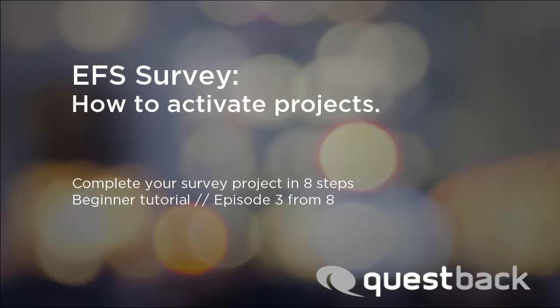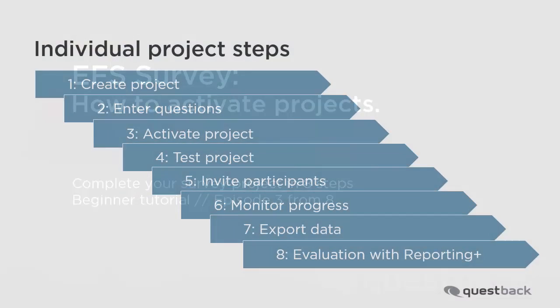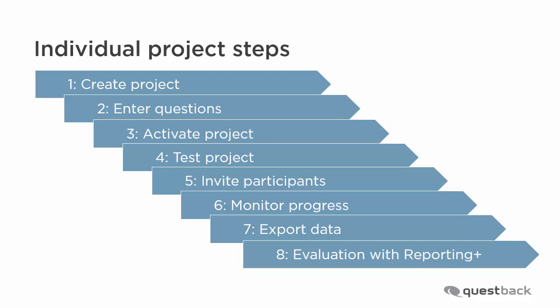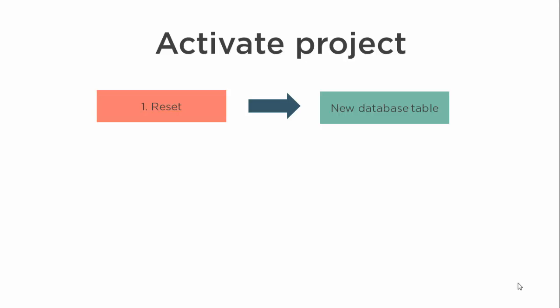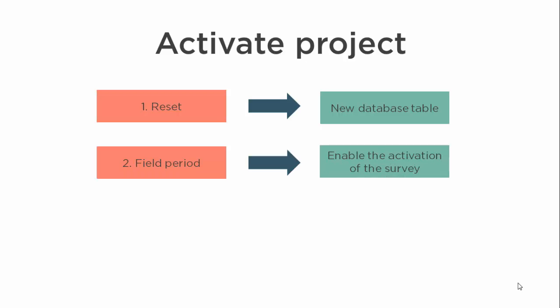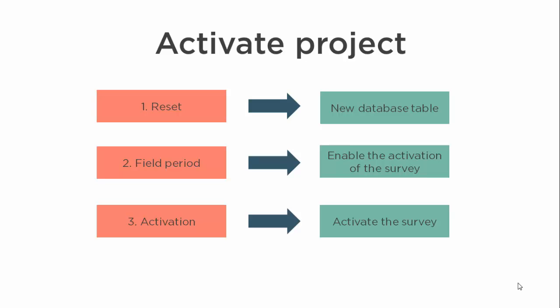This video series will show you the way to a finished survey project in 8 steps. This video covers step 3, activating the project. Project activation consists of 3 steps: the reset of the project, setting the beginning and end of the survey, and finally the actual activation.